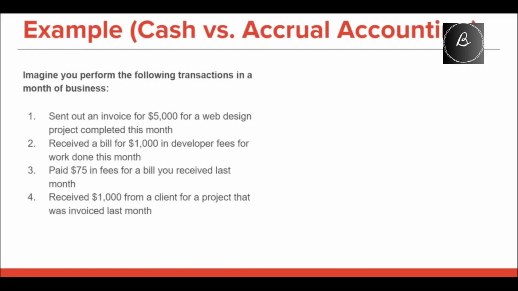Let's see an example. Imagine you perform the following transactions in a month of business. Number 1. You sent out an invoice for $5,000 for a web design project that you completed this month. Number 2. You received a bill for $1,000 in developer fees for the work done this month. Number 3. You paid $75 in fees for a bill you received last month. And number 4. You received $1,000 from a client for a project that was invoiced last month. How do you think the cash and the accrual accounting would affect the profits in this month?